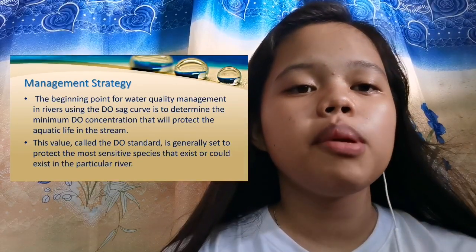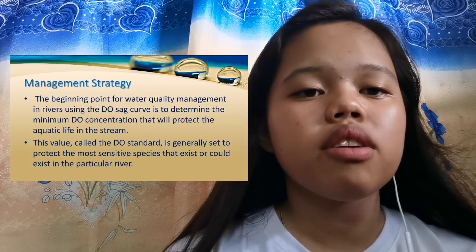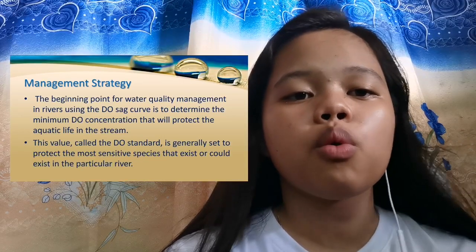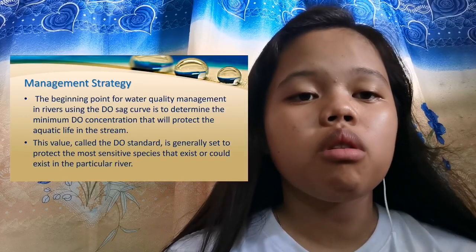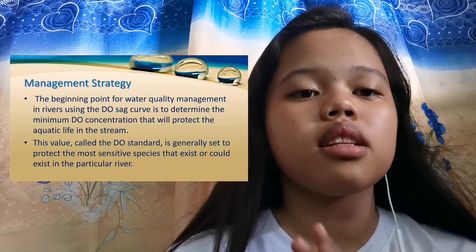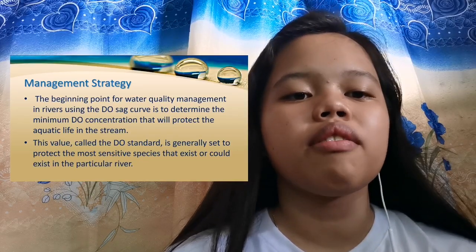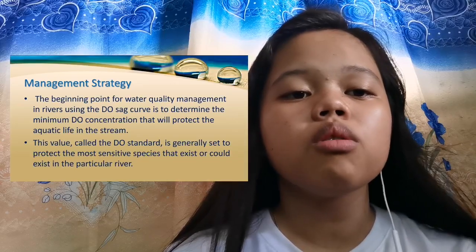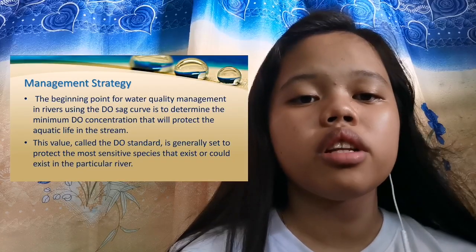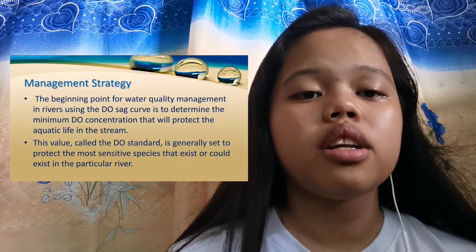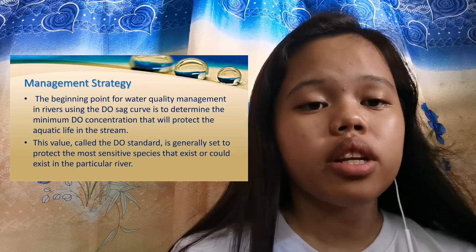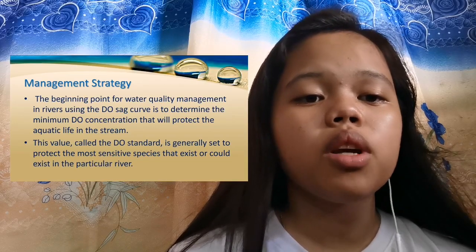Management strategy. The beginning point for water quality management in rivers using the DO sag curve is to determine the minimum DO concentration that will protect the aquatic life in the stream. This value, called the DO standard, is generally set to protect the most sensitive species that exist or could exist in the particular river. For a known waste discharge and a known set of river characteristics, the DO sag equation can be solved to find the DO at the critical point. If this value is higher than the standard, the stream can adequately assimilate the waste. If the DO at the critical point is less than the standard, then additional waste treatment is needed.